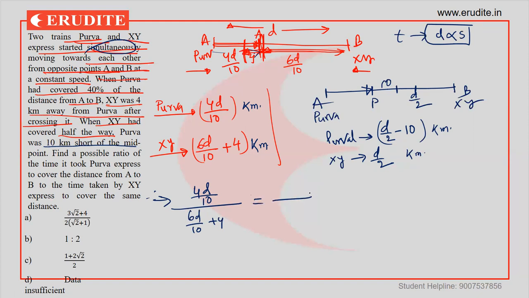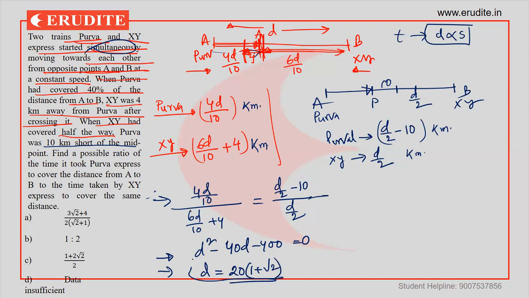And here, what's the distance ratio? D by 2 minus 10 upon D by 2, Purva upon XY, in that order. Right? Speed ratio equal to distance ratio. If you solve it, you will find a quadratic equation, that is d square minus 40d minus 400 equal to 0. Now, if you apply the quadratic formula, then you will get d equal to 20 into 1 plus root 2. You will find this expression for the distance.